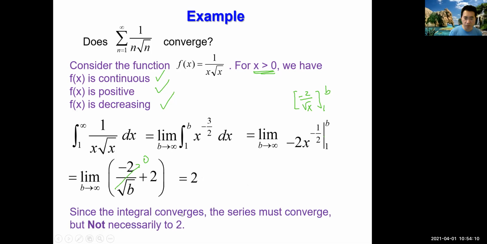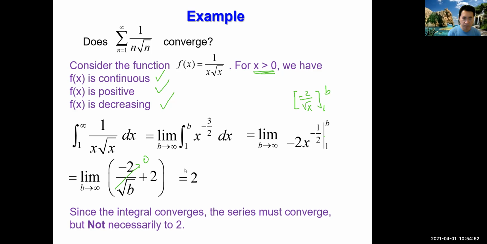Okay, since the integral converges, the series must converge, but not necessarily to 2. By that, I mean the sum of the terms in the series is not necessarily 2. The area underneath is 2, but the sum of the terms is not. I don't think it's 2, it's much smaller, right? So again, make sure that you check the 3 conditions, find the improper integral, and we'll determine whether it converges or diverges based on the answer we got here.